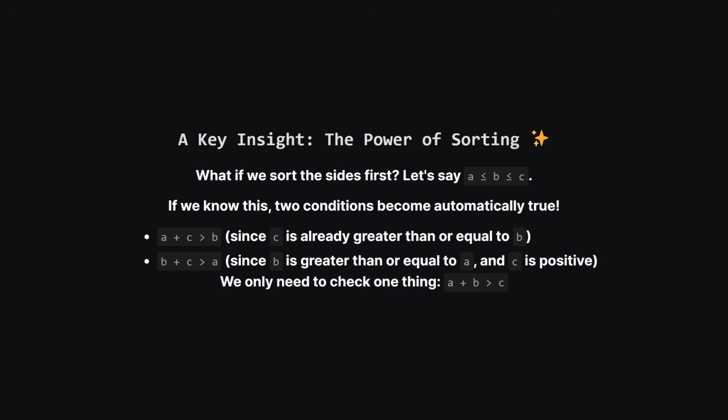Of course, A plus C will be bigger than B, because C itself is already bigger than B. The same logic applies to B plus C being greater than A. So all we have to do is check one single condition. Is the sum of the 2 smaller sides greater than the largest side? This simplifies our problem immensely.